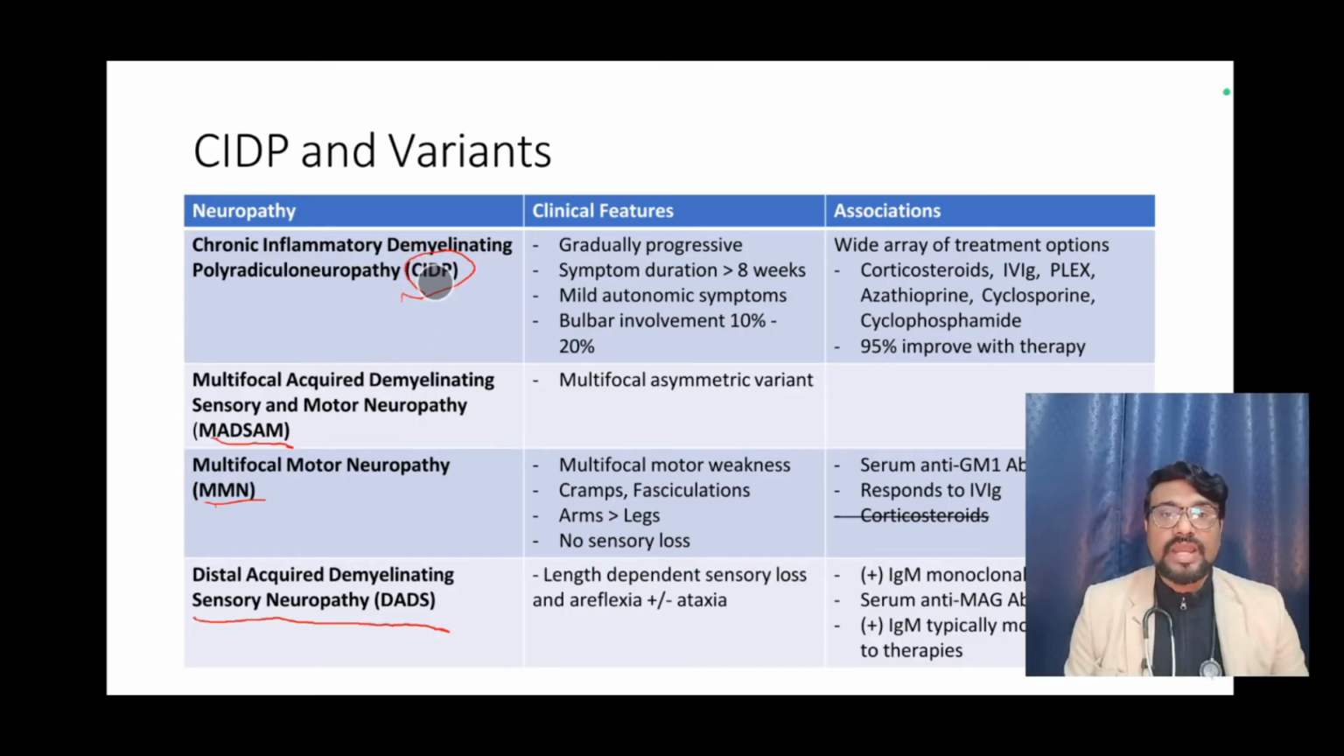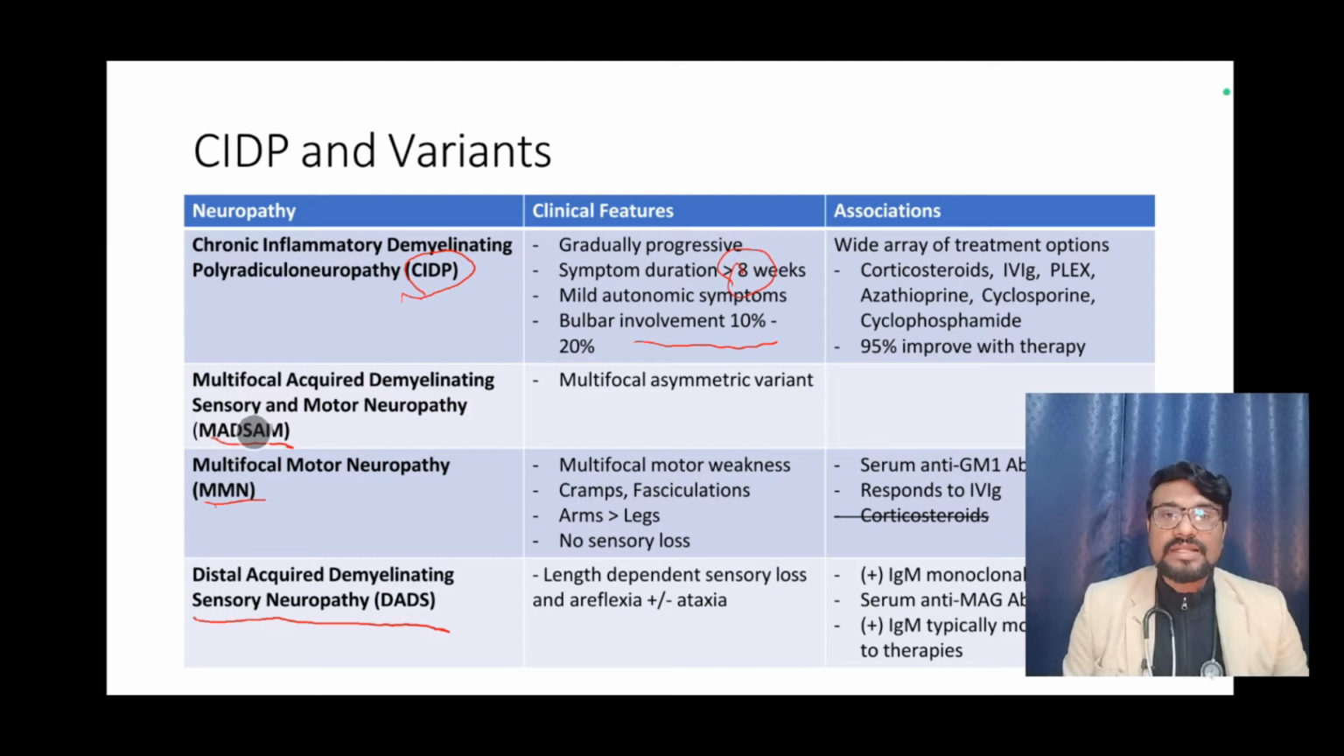CIDP and its variants. CIDP will present with clinical manifestation of gradual progression of symptoms over more than 8 weeks with mild autonomic symptoms, and bulbar involvement is seen in 10 to 20% of the cases. Treatment includes corticosteroids, IVIG, plasmapheresis, azathioprine, cyclosporin and cyclophosphamide. 90% of the improvements occur with therapy.